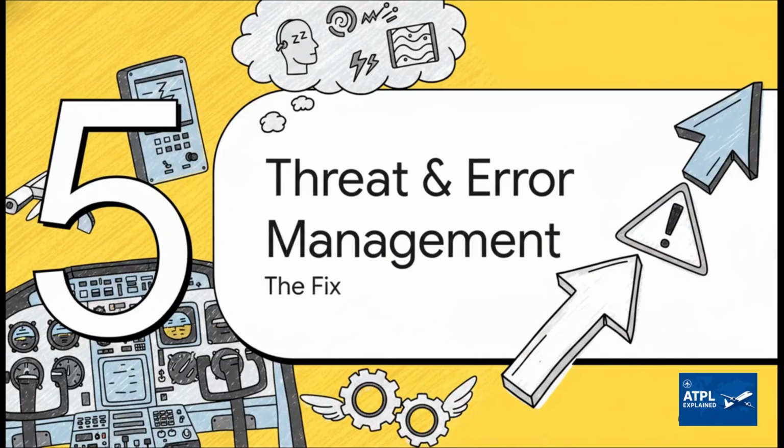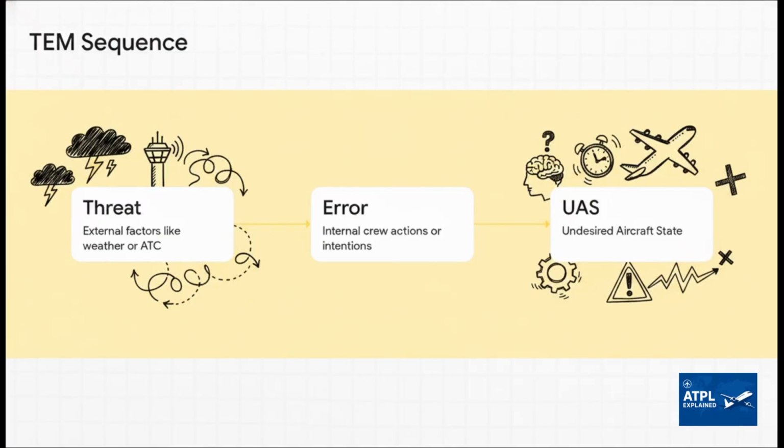Section 5. Threat and Error Management. The fix. So, we've seen the hazards, but how do we practically counter them in the cockpit? This brings us to the absolute core of modern crew resource management, the Threat and Error Management Sequence, or TEM. So, the crucial point is knowing the exact difference in this chain.